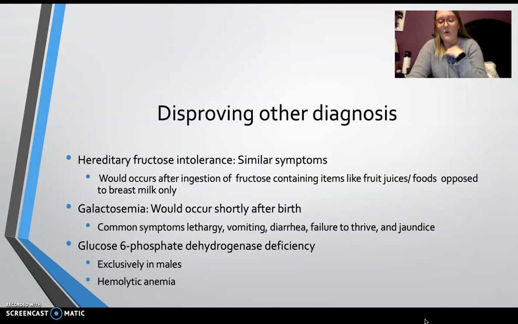And the common symptoms for this disorder would be lethargy, vomiting, jaundice, diarrhea, failure to thrive, and none of these were mentioned as symptoms of the infant. And lastly, glucose 6-phosphate dehydrogenase deficiency is also going to be incorrect, mainly because it occurs exclusively in males. In addition, this deficiency leads to hemolytic anemia, which would result in abnormal blood cell counts, and these would easily be found in blood work, but as we know, blood work was otherwise unremarkable for this infant.